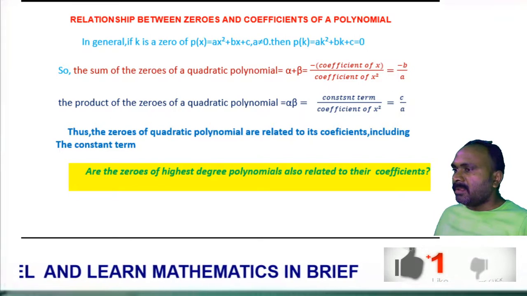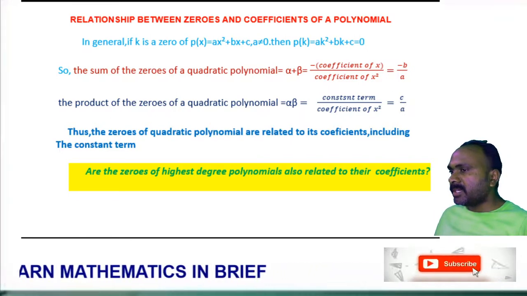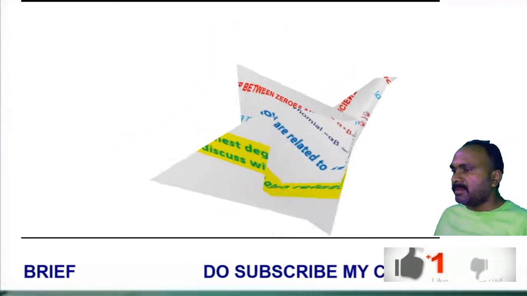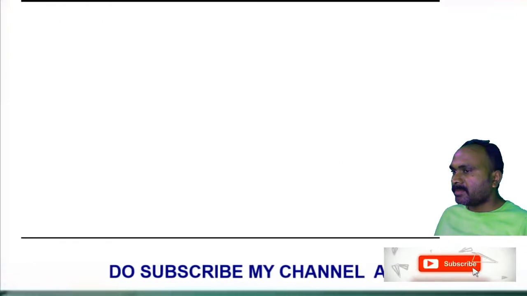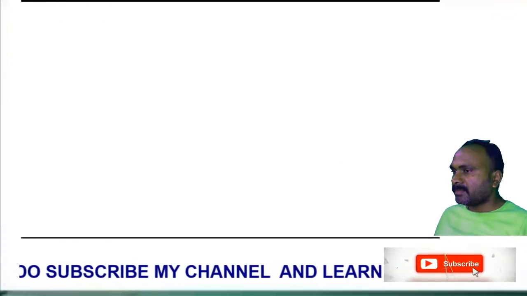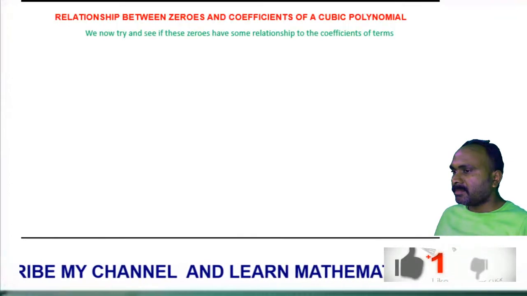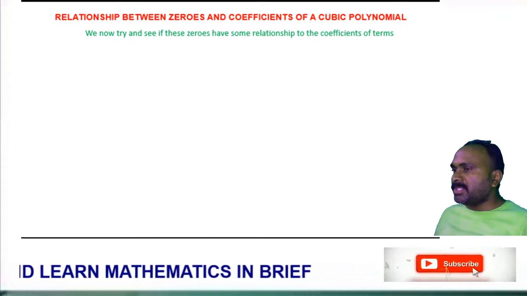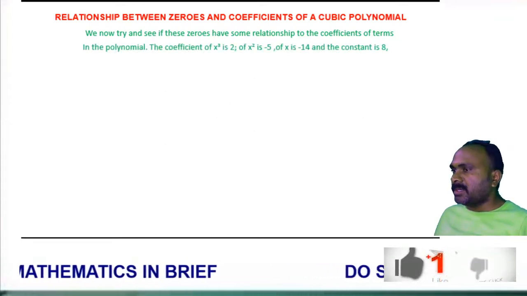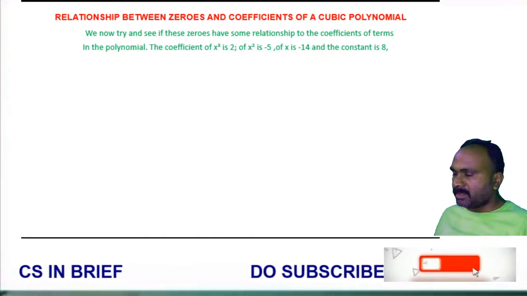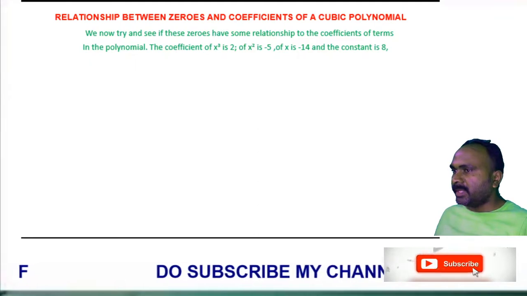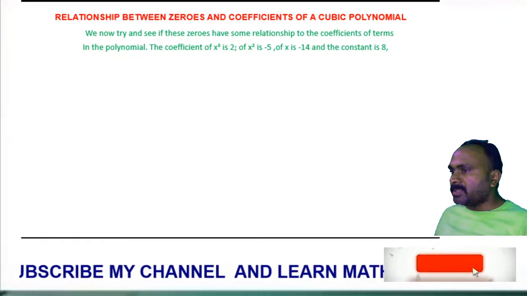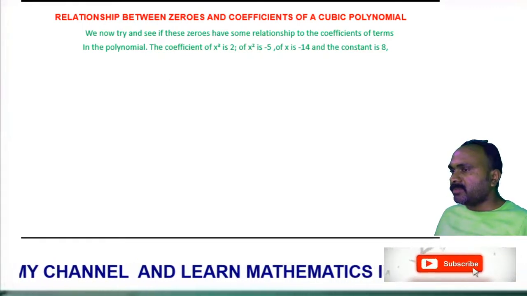Are the zeros of higher degree polynomials also related to their coefficients? Yes. We now try and see if the zeros have some relationship to the coefficients of terms in a cubic polynomial. Here we take the coefficient of x cube as 2, x square as minus 5, x as minus 14, and the constant as 8.